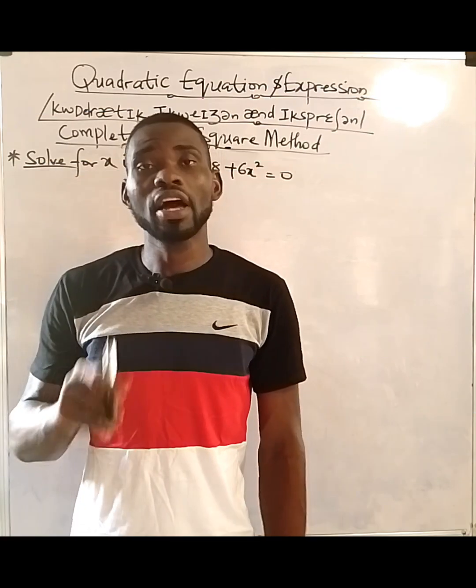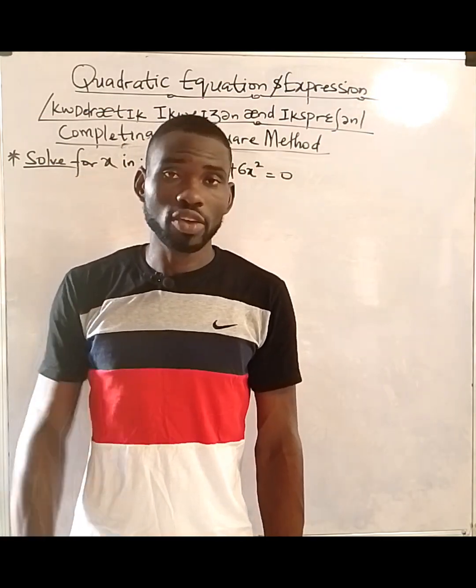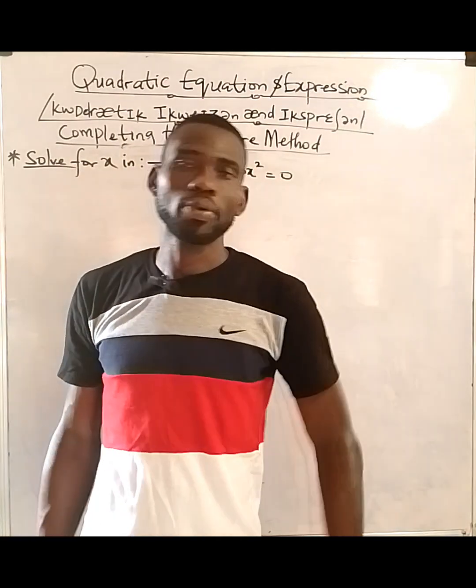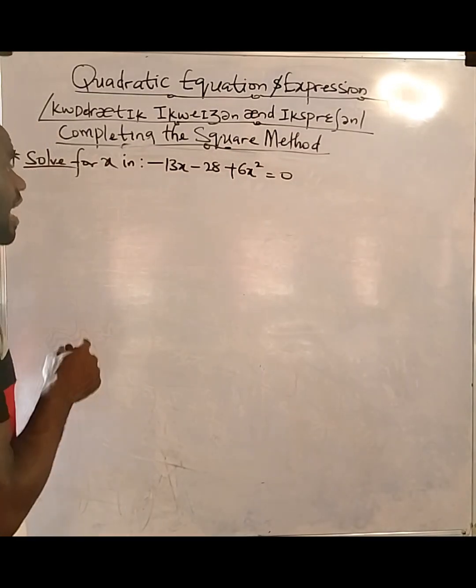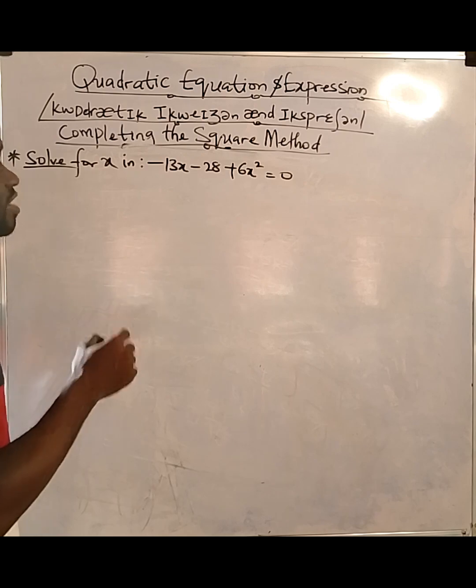Hi guys, we are looking at another worked example on quadratic equations. So this is the second worked example. Now look at what we have right here on the board. Solve for x in minus 13x minus 28 plus 6x squared equals 0.